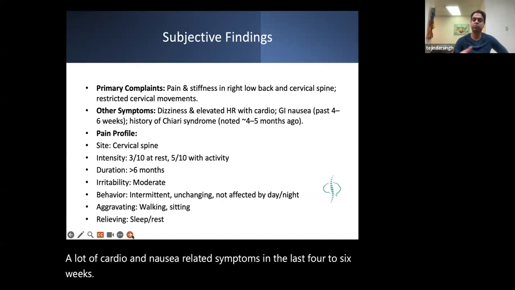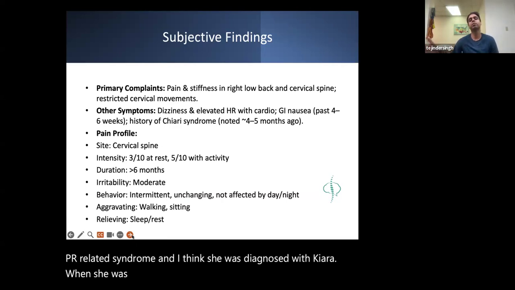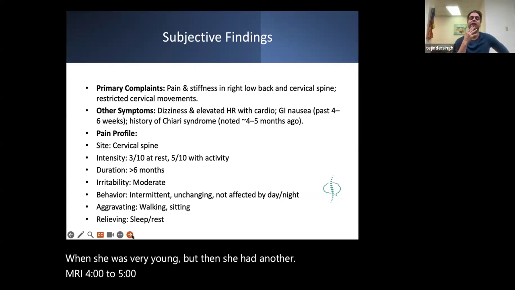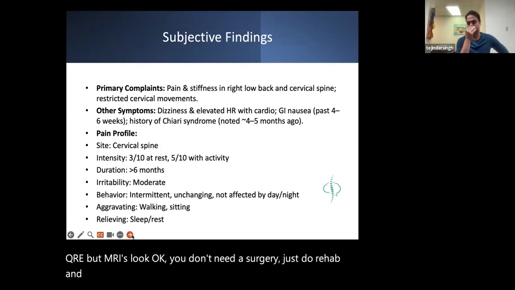History of Chiari related syndrome. I think she was diagnosed with Chiari when she was very young, but then she had another MRI 4 to 5 months ago where they said, yes, you have Chiari, but the MRIs look okay. You don't need a surgery, just do rehab. And that's why she was seeing us. Okay.